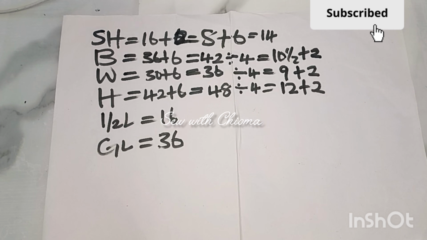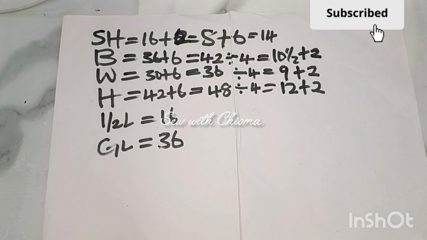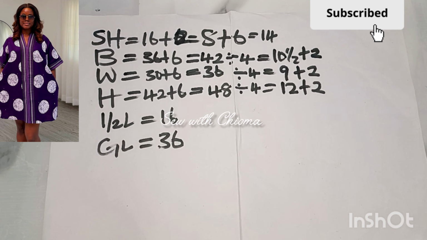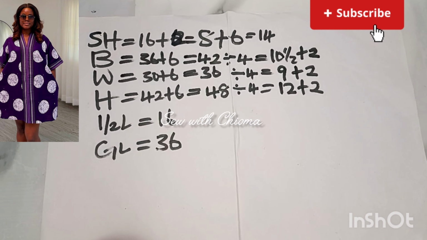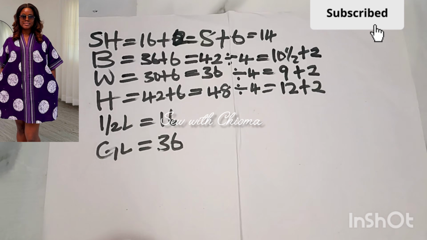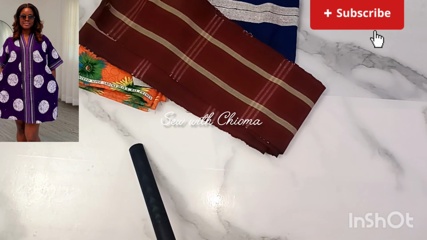Now my bust after division gave me 10.5, my waist 9, my hip is 12 plus 2 inches. The 2 inches is for sewing allowances. Yours can be 1 inch if you decide. It's a matter of choice what you decide to be your sewing allowance. All right, then for the half length you can see we have 6, and for my gown length it is 36. Okay, so that is the calculation.